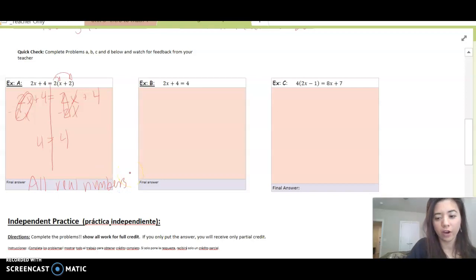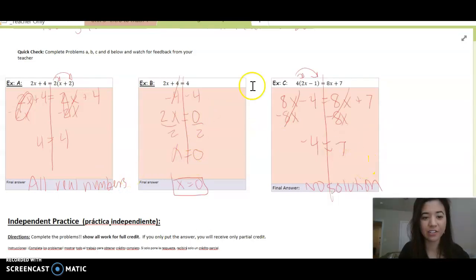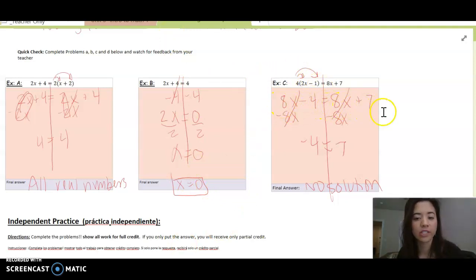Okay, great. All right, the next 2, subtract 4 from both sides. You get 2x equals 0, divide by 2, x equals 0. One solution, so we just write it as x equals that number. The last one, distribute that 4. You get 8x minus 4 equals 8x plus 7. Take away 8x from both sides, and you get negative 4 equals 7. Therefore, no solution because those 2 numbers do not equal each other.